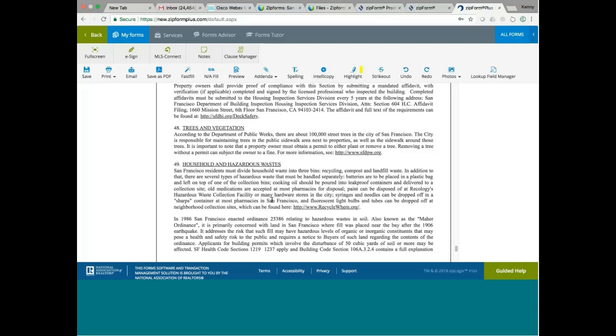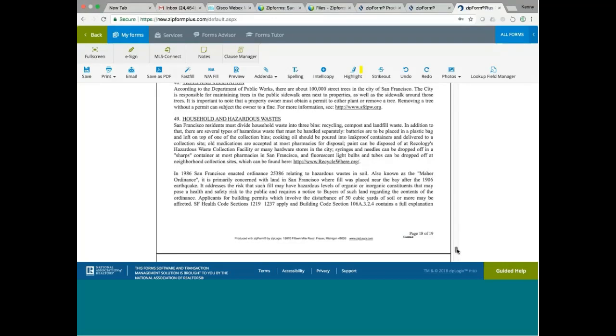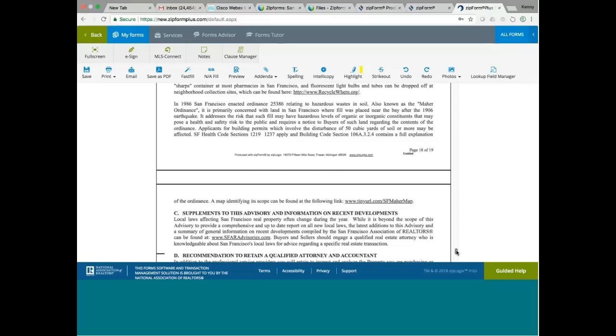Okay. Same thing with fluorescent light bulbs and tubes. They must be dropped off at the collection site. In 1986, San Francisco enacted a law that talks about hazardous waste in soil. So in other words, you can't bury this hazardous waste on your property. Okay? And that's a violation of the ordinance.